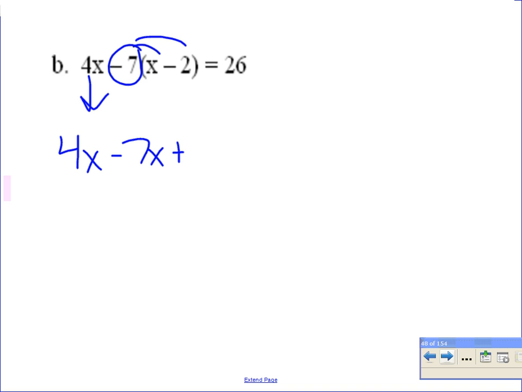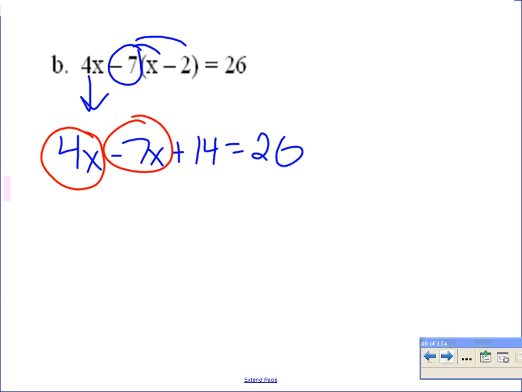Okay. Good. Awesome. Briar, what's the next step? Oh, no. Combine like terms first. What else can I circle? Okay. Make sure you guys always combine like terms first, then start moving things. Charles, what's 4x minus 7x? Good. So -3x, rewrite the plus 14 equals 26.